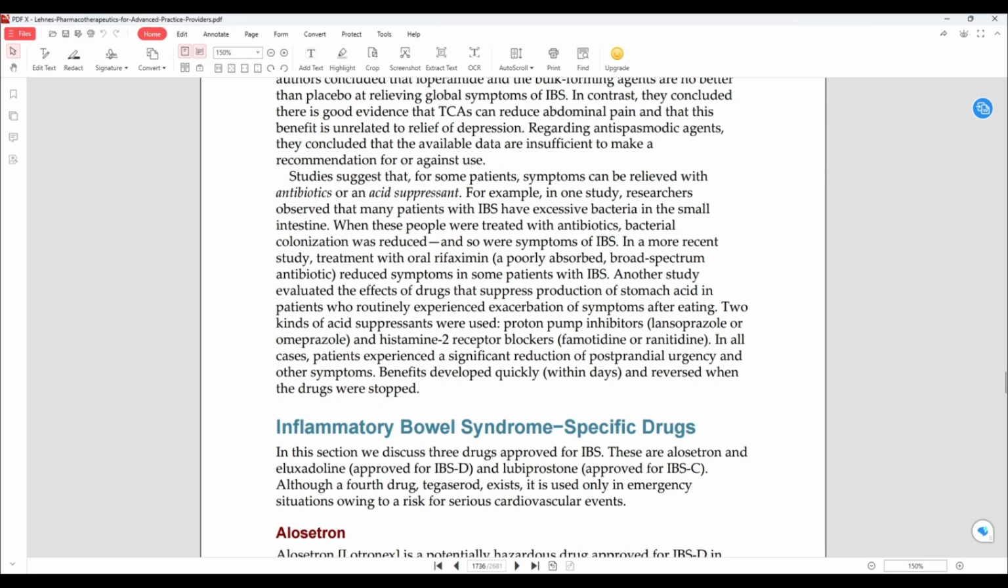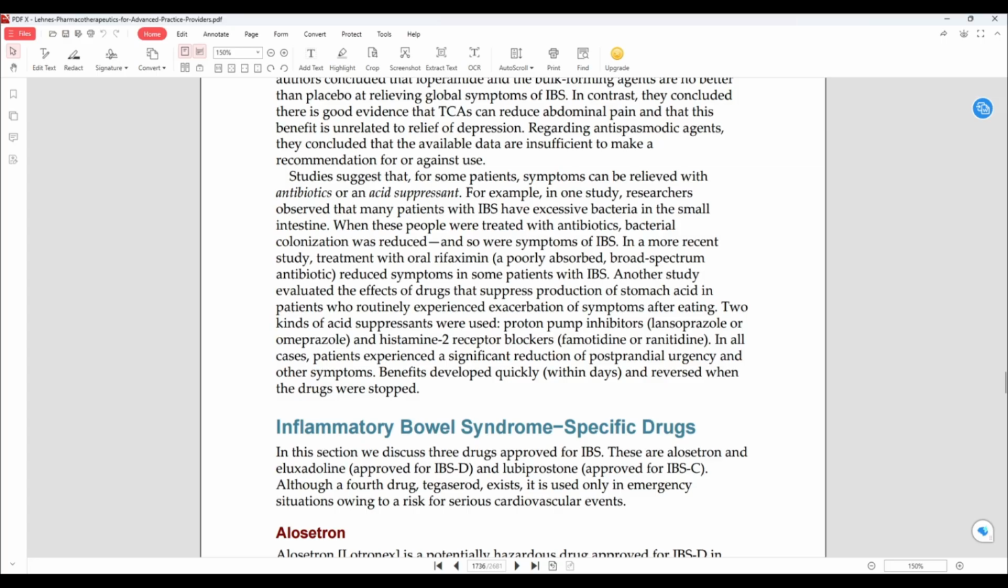Studies suggest that for some patients, symptoms can be relieved with antibiotics or an acid suppressant. For example, in one study, researchers observed that many patients with IBS have excessive bacteria in the small intestine. When these people were treated with antibiotics, bacterial colonization was reduced, and so were symptoms of IBS. In a more recent study, treatment with oral rifaximin reduced symptoms in some patients with IBS.